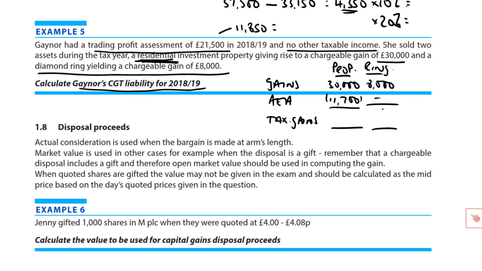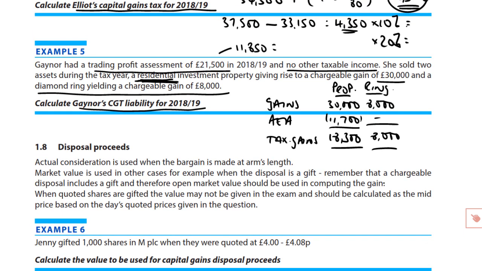And that therefore will be, well, the ring hasn't changed. That's £8,000. The property, of course, is the gain to be reduced, and that will come down to 18,300. So we've got there our two figures of taxable gain. We then need to know what CGT rates will be applicable.